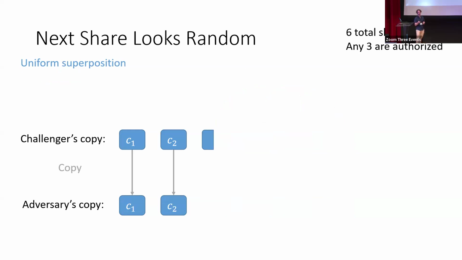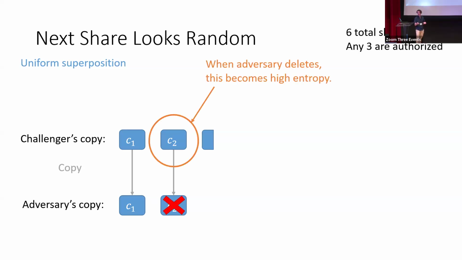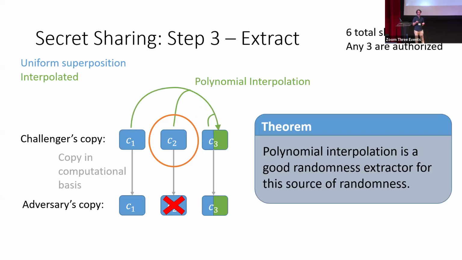Now let's go back and argue that each of the shares looks uniformly random to the adversary. We're able to show that when the adversary deletes something, it loses most of its knowledge of that share. So the challenger's copy of that share becomes high entropy in the adversary's view. Then we show that polynomial interpolation is actually a very good extractor for this source of entropy.